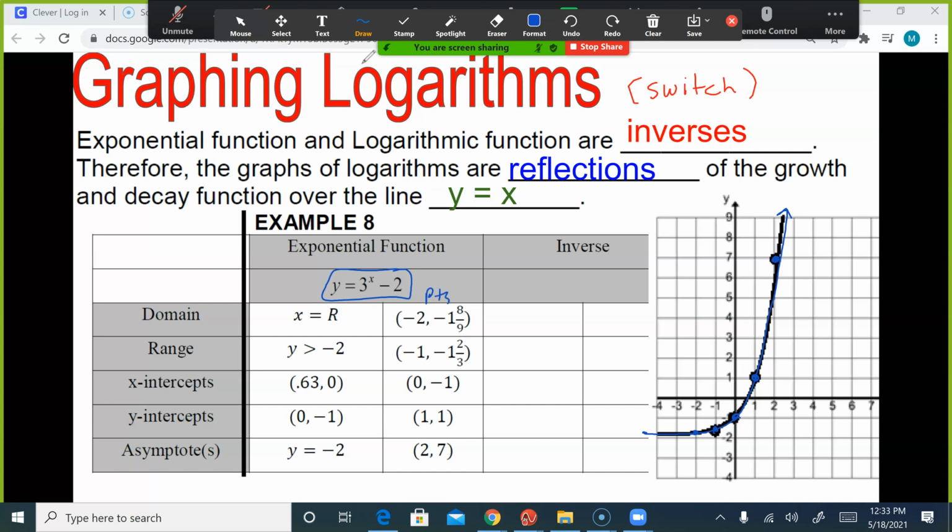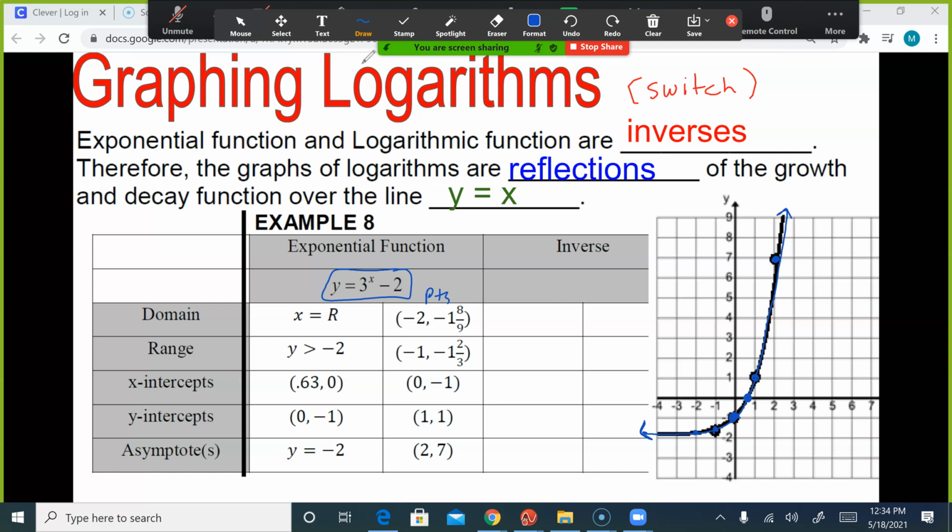The domain, this graph's going to go left and right forever, so all real numbers. The range is not going to go lower than the asymptote, which is at -2. So the range is going to stay y is greater than -2. And then my two intercepts are the x-intercept at 0.630 and the y-intercept right here at (0, -1).